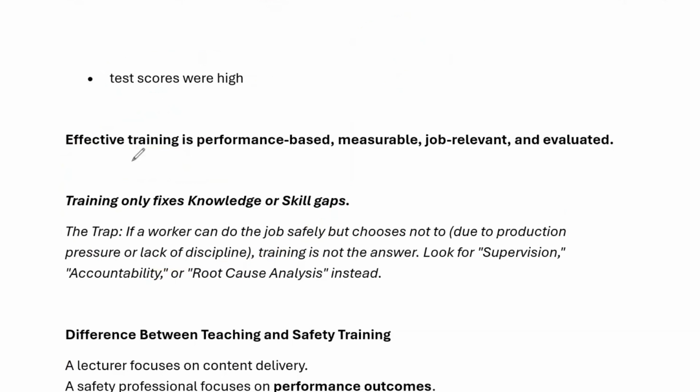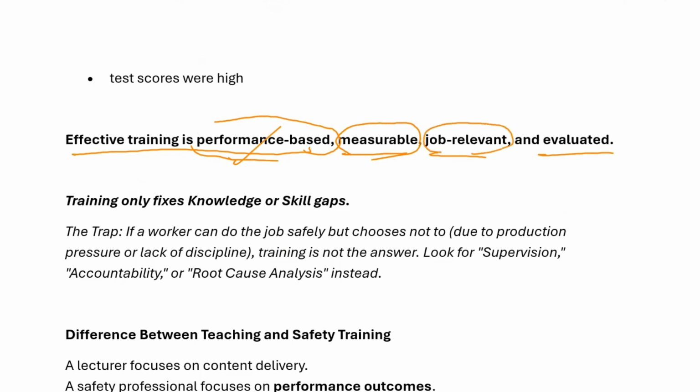Now, effective training is performance based, it should be measurable, it should be job relevant, and it should be evaluated. So, effective training should be performance based. You should check the performance on the job. How is the job? Is the job good? What is the performance they are showing in the job? It is performance based. Are they performing in a good manner? It should be measurable. Okay, it should be tangible. It should be job relevant. It should be evaluated. So that is effective training.